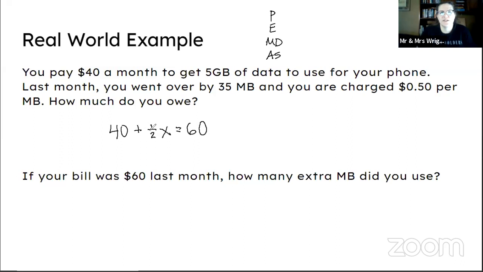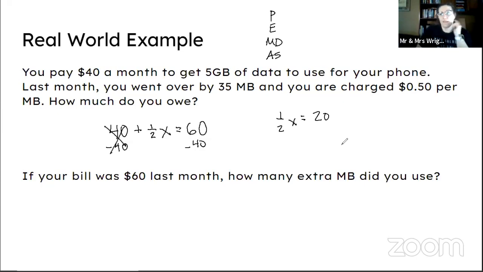This positive matches with the 1/2. 40 is positive because there's no symbol in front of it. So we're going to subtract 40 from both sides. Okay, this one will cancel out, and I'm going to be left with 1/2 X equals 20. 60 minus 40 is 20.